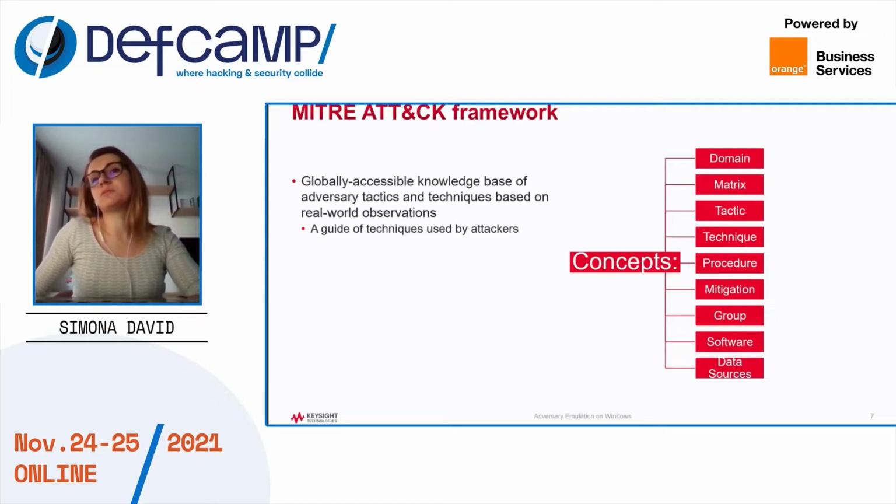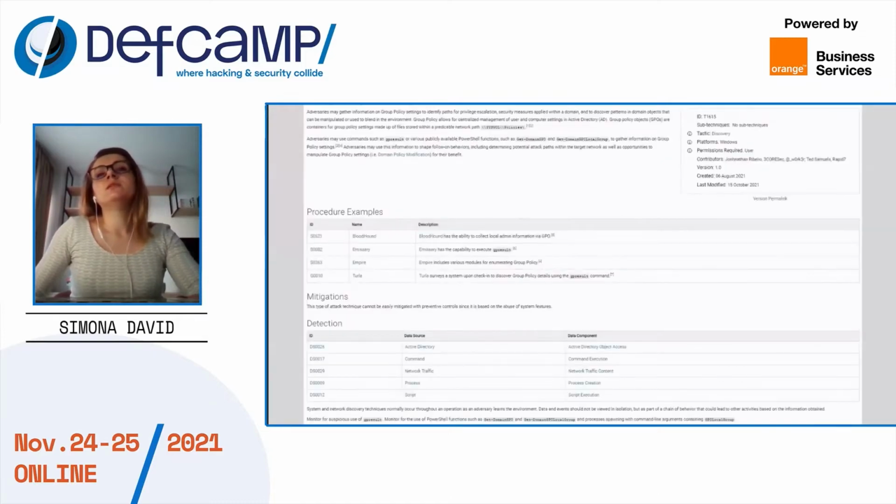Mitigation represents security concepts and technologies that can be used to prevent a technique from being successfully executed. Group refers to a set of related intrusion activity that are tracked by a common name in the security community. And data sources represent the various subjects, topics of information that can be collected by sensors or logs. This is an example of how a technique looks. We see that the domain is enterprise.